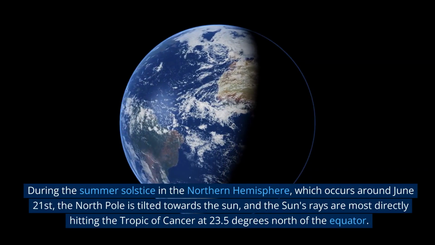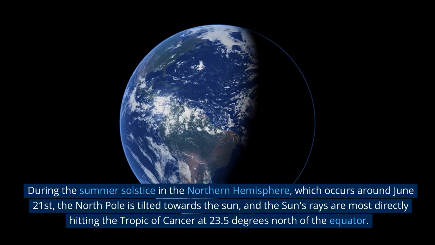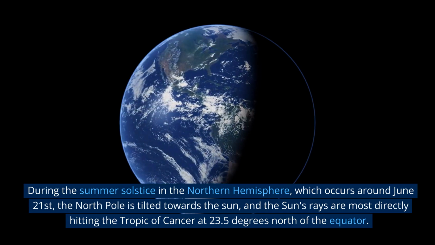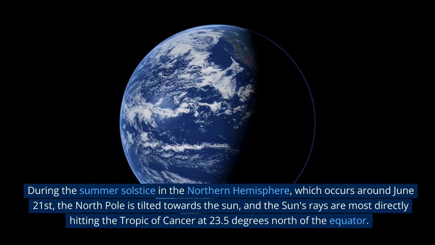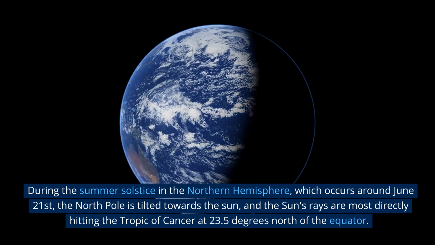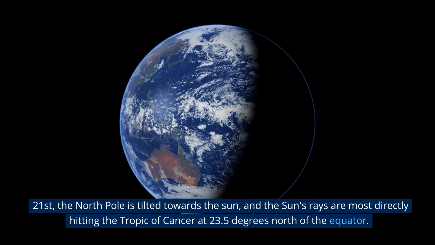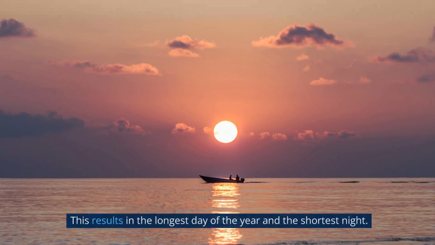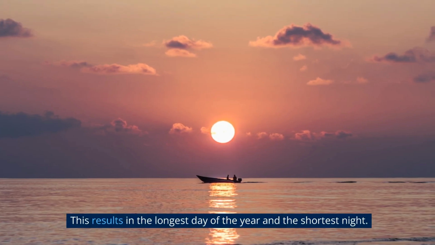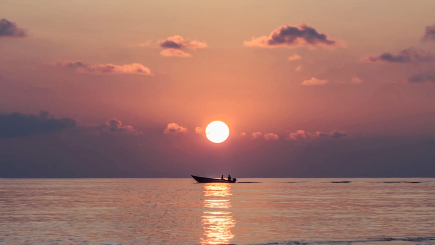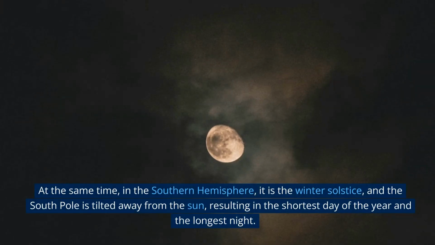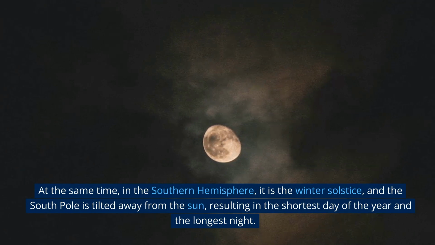During the summer solstice in the northern hemisphere, which occurs around June 21st, the North Pole is tilted towards the Sun, and the Sun's rays are most directly hitting the Tropic of Cancer at 23.5 degrees north of the equator. This results in the longest day of the year and the shortest night. At the same time, in the southern hemisphere, it is the winter solstice, and the South Pole is tilted away from the Sun, resulting in the shortest day of the year and the longest night.